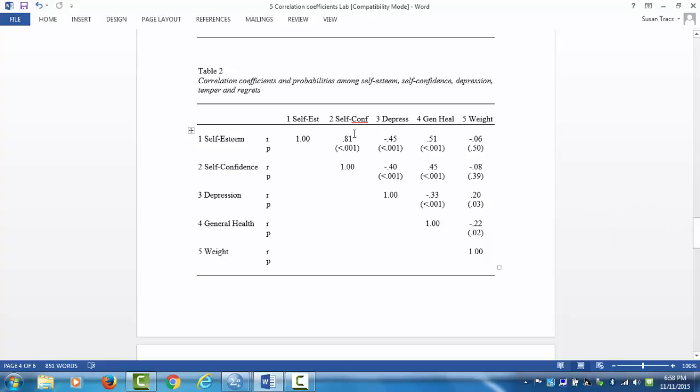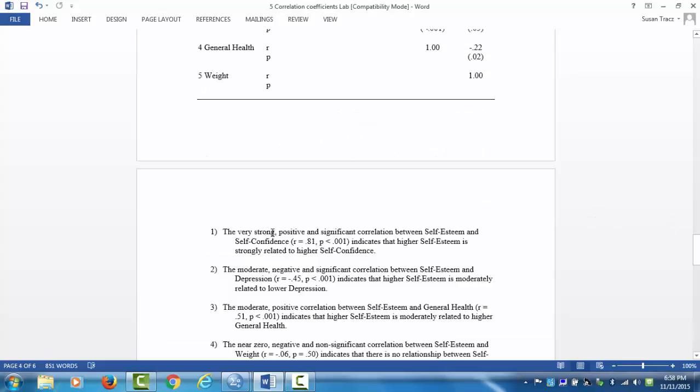Let me pick self-esteem and self-confidence. So again, we look at the magnitude. It's above 0.80. It's very strong. It's positive, and the probability is less than 0.05. So it's a significant correlation between self-esteem and self-confidence. The R is 0.81, probability less than 0.001, indicates that higher self-esteem is strongly related to higher self-confidence. So notice when we have a positive correlation, a high value is correlated with another high value.